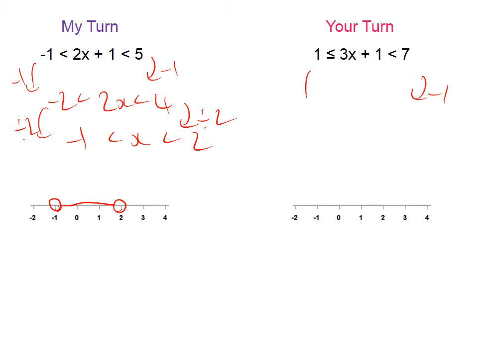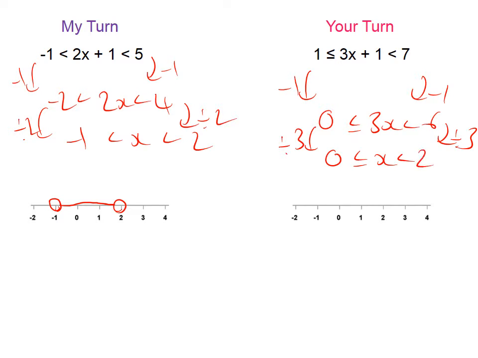Hopefully you've subtracted 1 throughout to give you 0 is smaller than or equal to 3x, which is smaller than 6. Now that's 3 times x. We need to divide through by 3 to give us 0 is smaller than or equal to x, which is smaller than 2. This time we need a solid dot at 0. We need a hollow dot at 2. And x is everything in between.